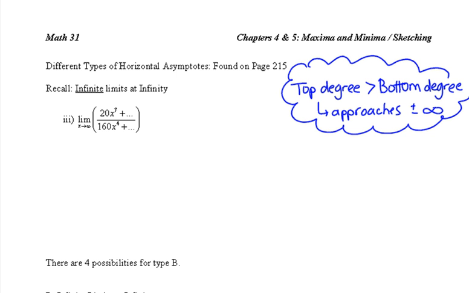Our highest terms, 20 over 160, are both positive. Our leading coefficient is positive, so this is going to approach positive infinity because the degree on top is greater than the bottom.